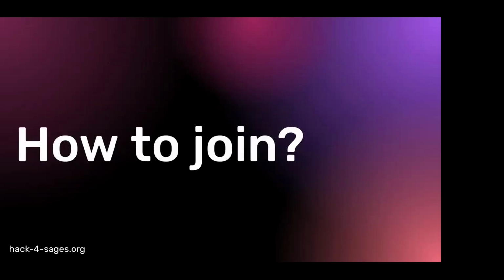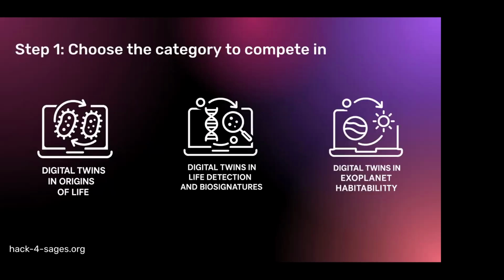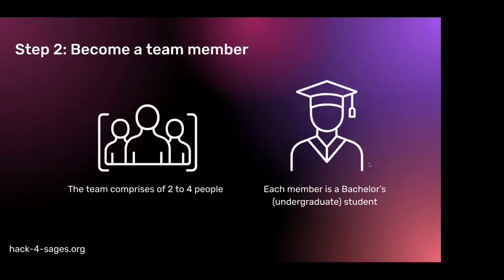Now, how to join? So the first thing is you need to select the category in which you want to compete. So as I said previously, we have 3 categories. That is the digital twins in origins of life, digital twins in life detection and biosignatures, and digital twins in exoplanet habitability. Once you select which category you want to participate in, you need to build a team.